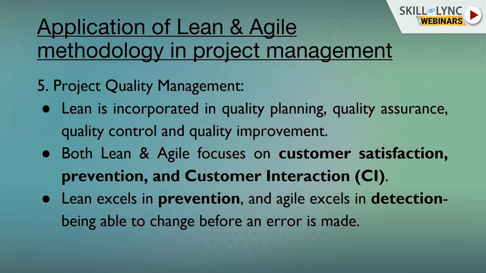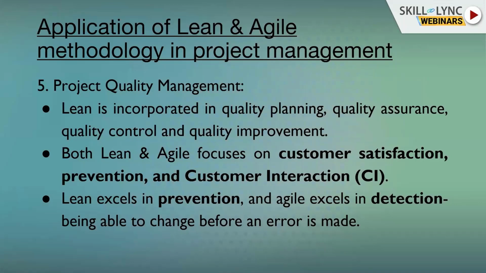Lean's definition of quality encompasses the entire organization, and quality initiatives and practices are on an enterprise-wide level. Lean, Agile, and traditional project management all agree that the true test of quality rests on three major concepts: customer satisfaction, prevention, and customer interaction. Lean excels in prevention and Agile excels in detection, being able to change before an error is made.